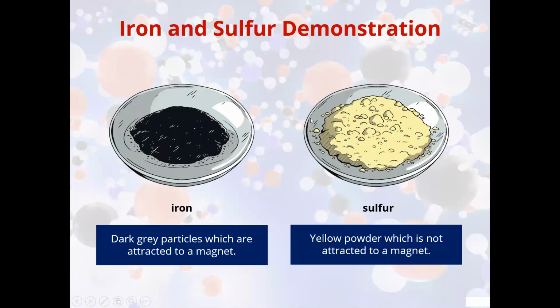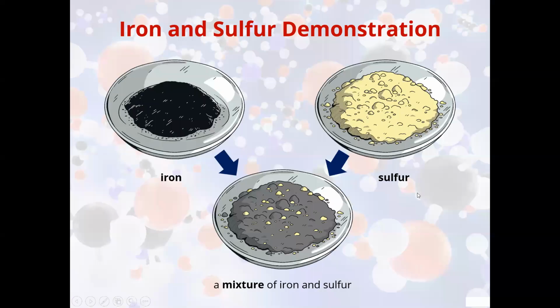We now have iron and we have sulfur. Iron, yeah, it seems black, but it's actually dark gray particles, and they are attracted to a magnet. You have sulfur, which is a yellow powder, and it is not attracted to a magnet. So iron is magnetic and sulfur is non-magnetic. If you mix the two together, they won't react under normal conditions. So if you add iron to sulfur, you'll form a mixture.